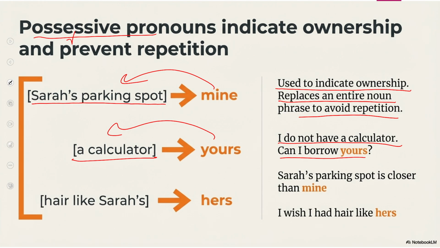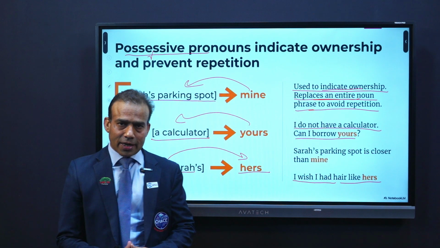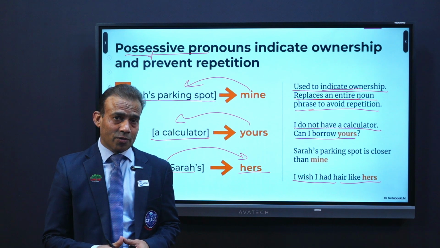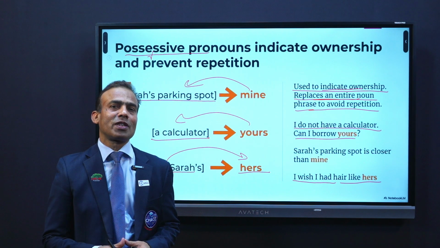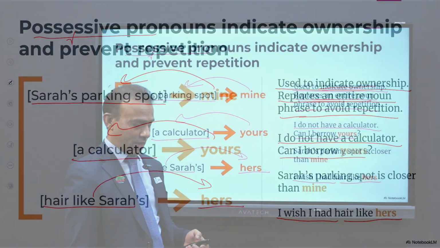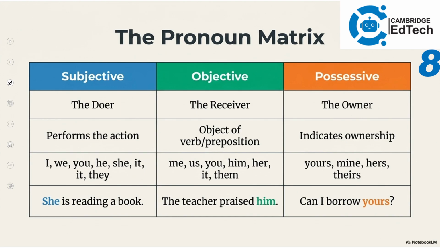And in this sentence, I wish I had one like hers. So here, like Sarah's, this phrase takes the position of "hers." "Hers" can be used as a possessive pronoun. So it is clear that possessive pronouns indicate ownership. And a very important function of this is that it replaces entire noun phrases as well. So dear learners, this is the third aspect of pronoun case, that is possessive pronoun.